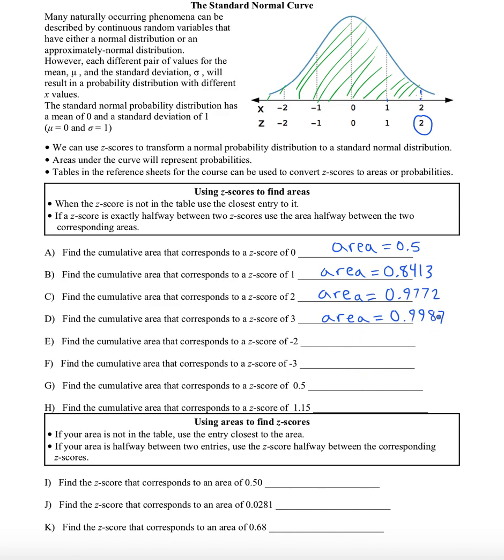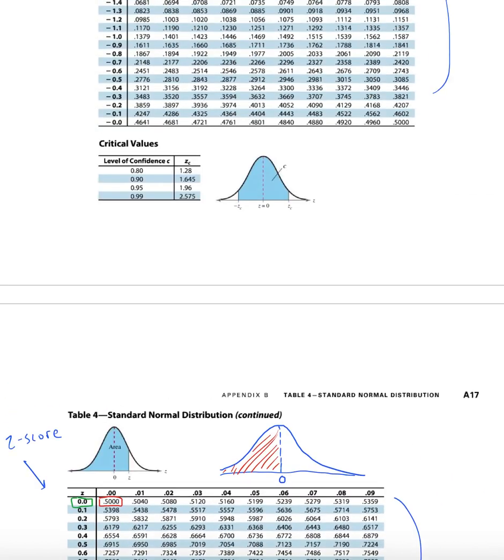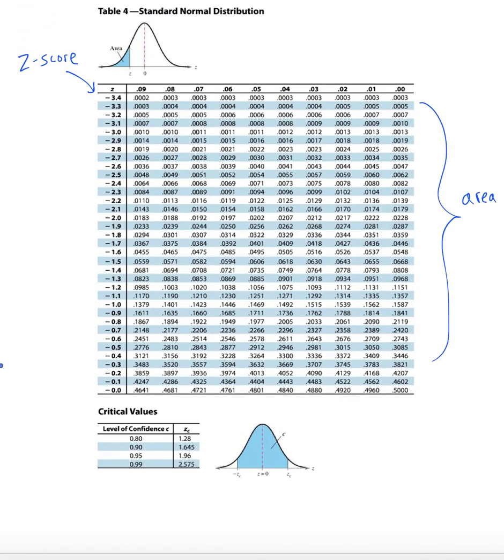Now when we do the negatives, we want to use the other chart. This one is for areas that are 0.5 or greater. So we'll scroll here to the other chart. This one's for negative z's. So we look for -2. That's right here.